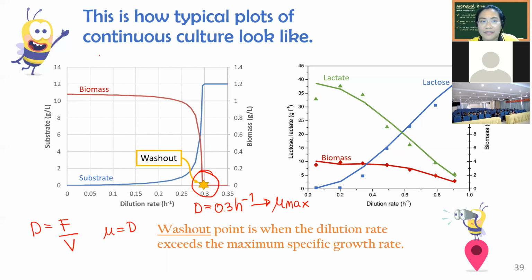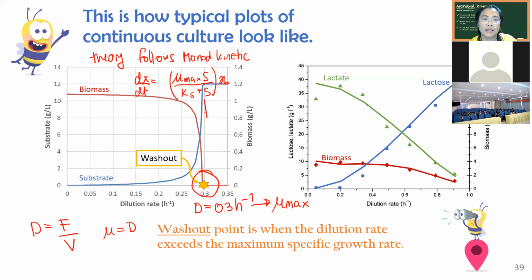This is a theory graph. In theory, this follows the Monod kinetic. And if you remember, Monod kinetic is dX/dt equal to mu max S over Ks plus S times X, and that term is the mu. So this is a typical curve for the Monod kinetics.